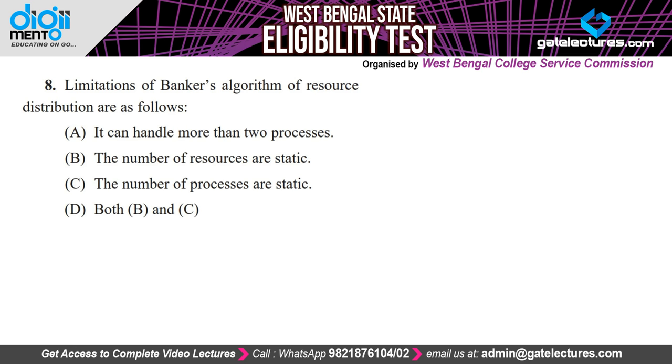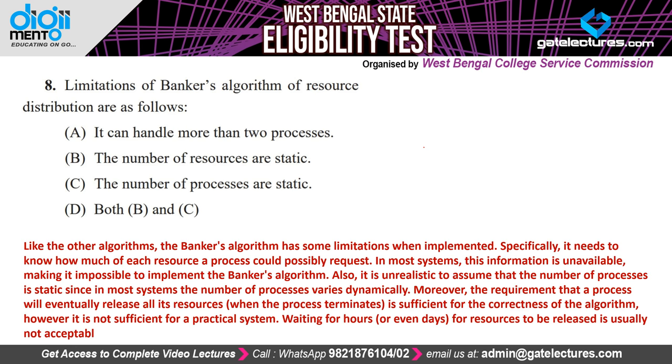Where do we use Banker's algorithm actually? We use Banker's algorithm in operating system, for resource allocation, to see whether we are in the safe state or not. Now, I've written some text here for all of you. They are saying the Banker's algorithm has limitations when implemented. Specifically, it needs to know how much each process could possibly request. What is the maximum number of resources a process can request?